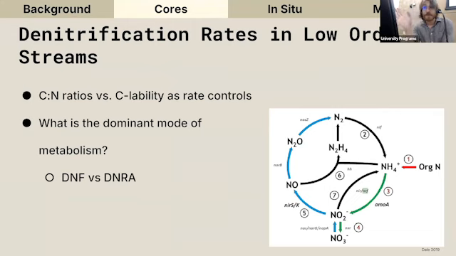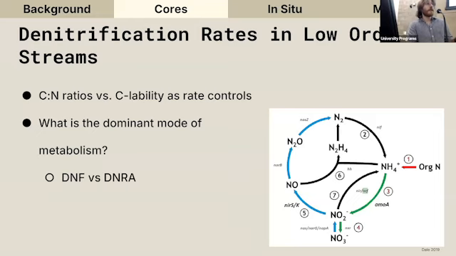Now on to my actual chapters. The first one is going to examine denitrification rates in these low order streams. One question I want to address is, how do carbon to nitrogen ratios compare to carbon lability in their relative importance for denitrification? The second is, what would be the dominant mode of metabolism in these streams?